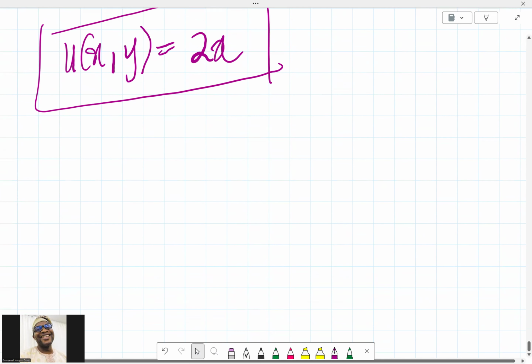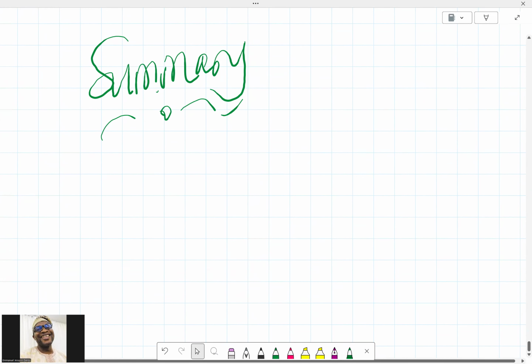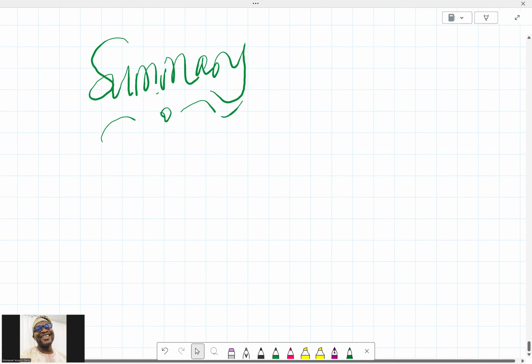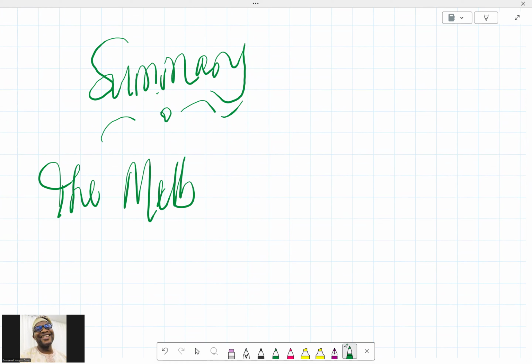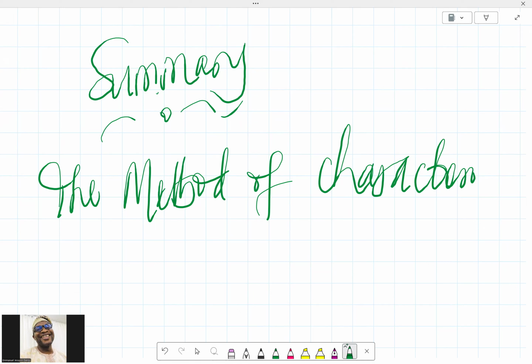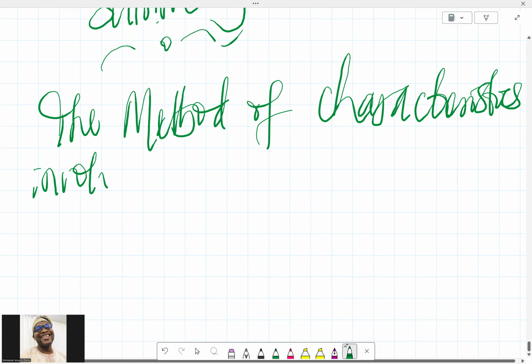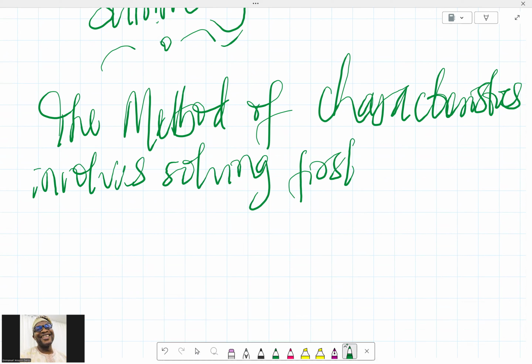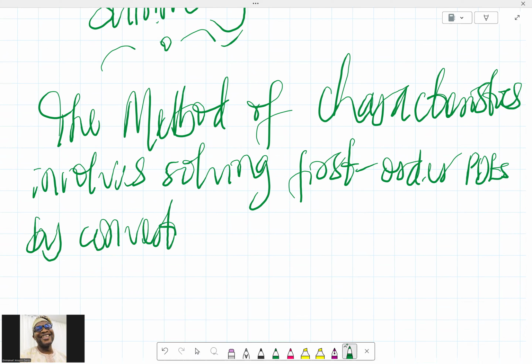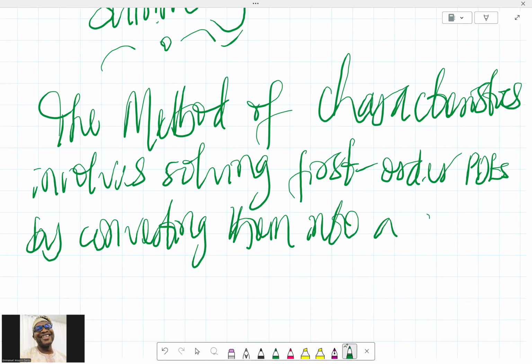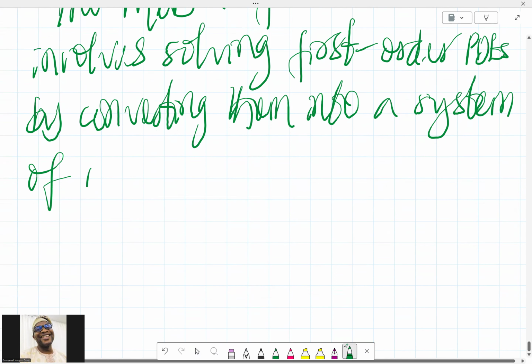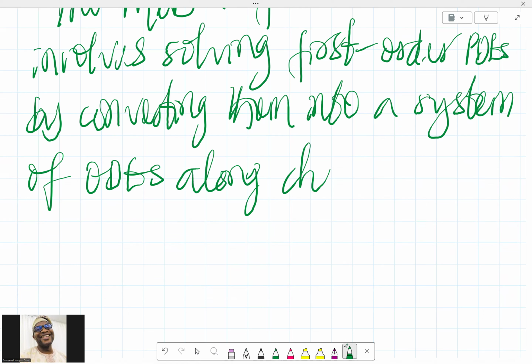So that goes. In summary, can we just summarize everything we have done? In summary, what do we do here? The method of characteristics involves solving first order PDEs by converting them into a system of ODEs along characteristic curves.